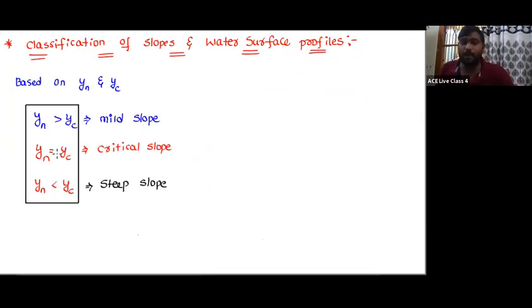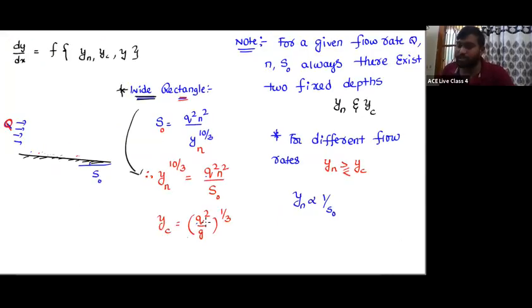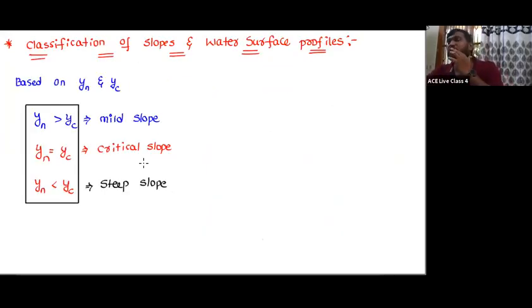Once you know the normal depth, and once you know the critical depth, you know how to find the critical depth. For a rectangle, it is q square by g whole to the power of 1 by 3. For a triangle, it is 2q square by g m square whole to the power of 1 by 5. Then we classify the slope as a mild slope. So for a certain discharge, the slope can behave as mild, or it can behave as steep for another discharge, and it can behave as critical for yet another discharge.